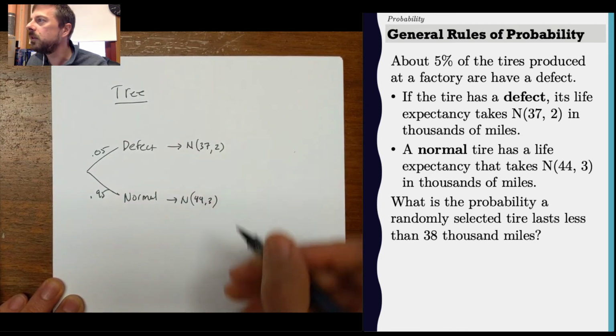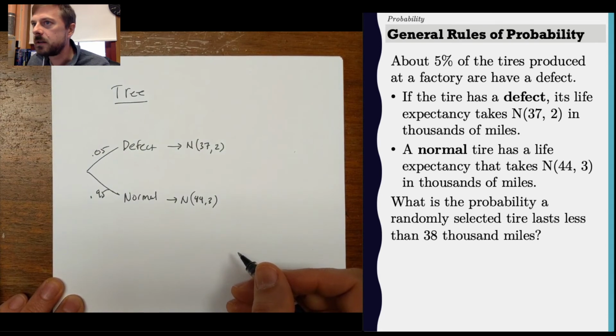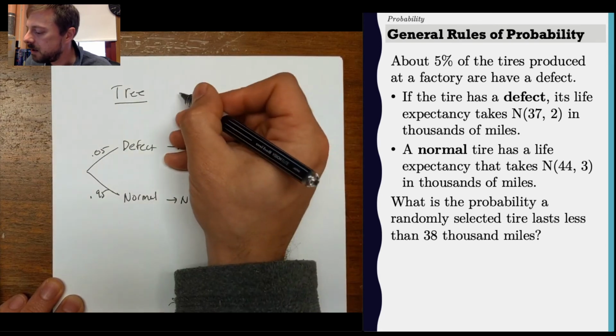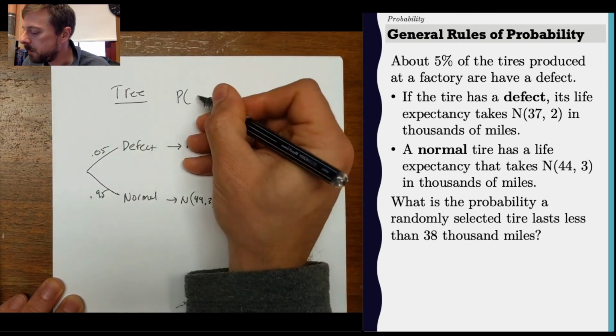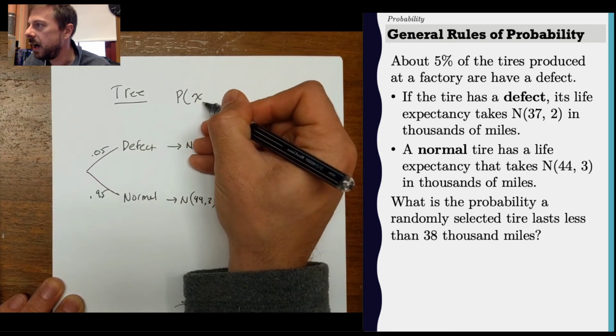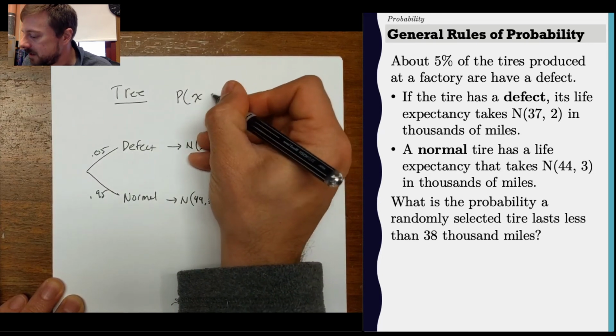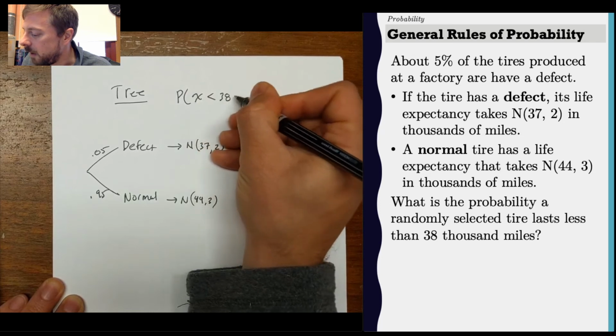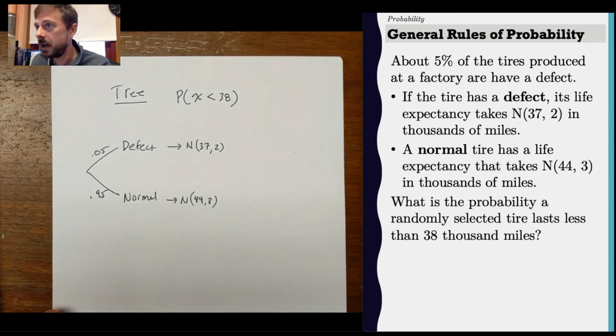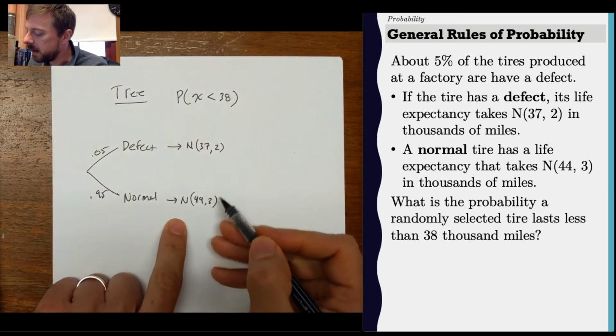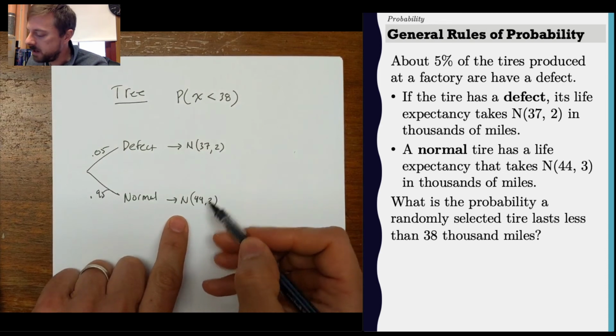But notice that really what I'm thinking about here is this question. I'm really asking this probability: I want to know the probability that the life expectancy, let's call it X, is less than 38,000 miles, which we could just write as less than 38. Well, that becomes the point of reference for me thinking about both of these situations.